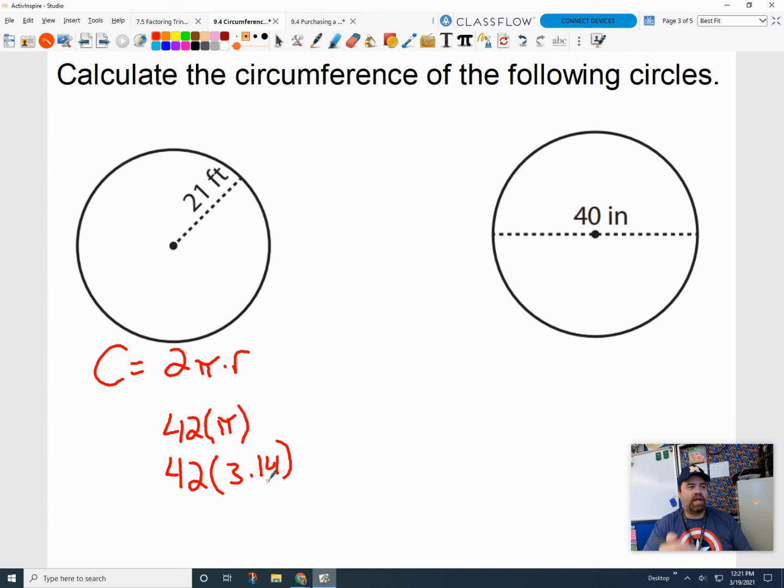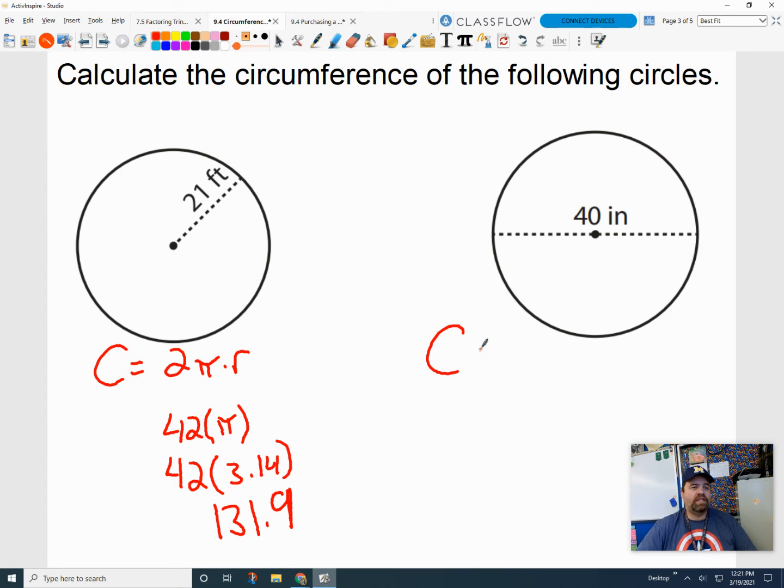Grab whatever calculator you're using. And I've got 131.9. Now, round these to the nearest tenth, just like we've done everything else that kicked out a decimal. Round it to the nearest tenth. Don't just cut it off. Make sure that you're rounding the way you're supposed to.